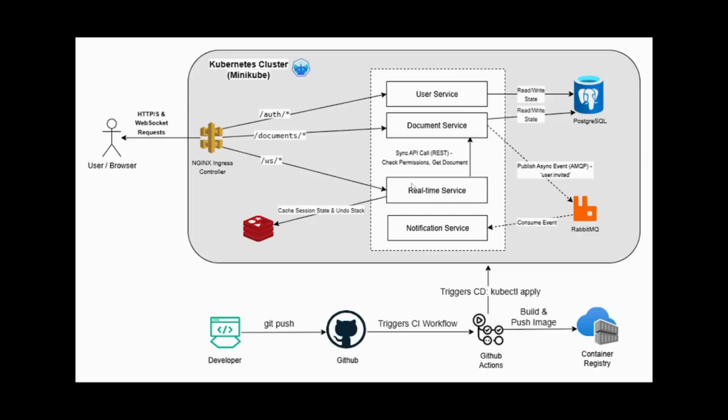Now let's look at the requirement for database choices. We have used a polyglot persistence approach. For structured data like users and permissions, the user and document services use PostgreSQL, a reliable relational database. But for the high-speed needs of the live editing sessions and undo stack, the real-time service uses Redis, an in-memory cache, ensuring low latency.